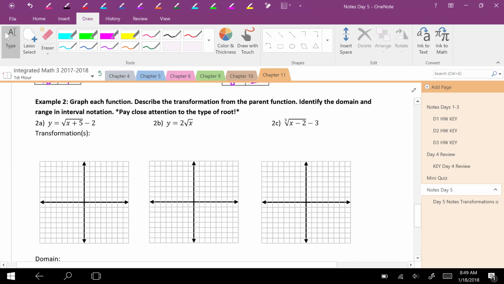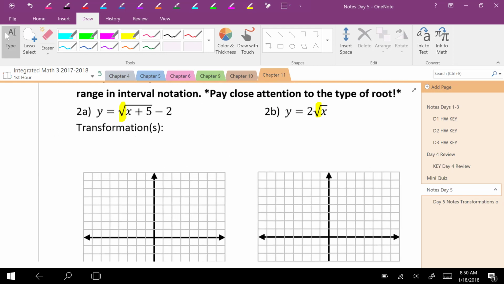It says graph each function, describe the transformations from your parent function. So we've got to actually talk about what they are. And then identify the domain and range in interval notation. Pay close attention to the type of root. Okay, what does that mean? That means look at your index. Make sure that you're in the right index here. What is this imaginary number that's inside this index here? A 2, yes. When you say square root, it's not a 1, it's a 2, technically, but we just don't write that out when we do notations.